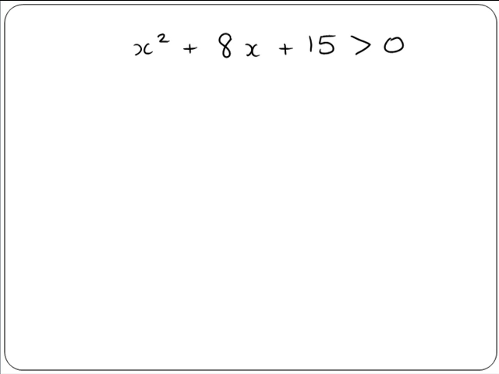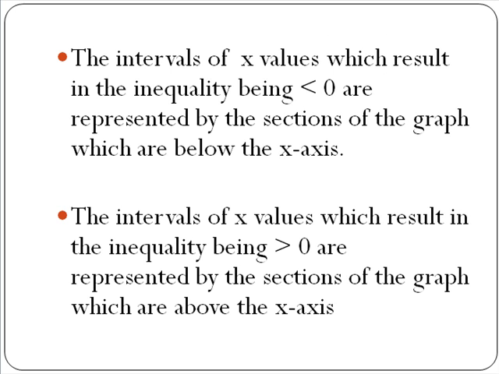than 0. We found that the intervals of x values which result in the inequality being less than 0 are represented by the sections of the graph which are below the x-axis, and the intervals of the x values which result in the inequality being greater than 0 are represented by the sections of the graph which are above the x-axis. So in this example, we're trying to find intervals of x values which result in the inequality being greater than 0. So we're looking for sections of the graph which are above the x-axis.